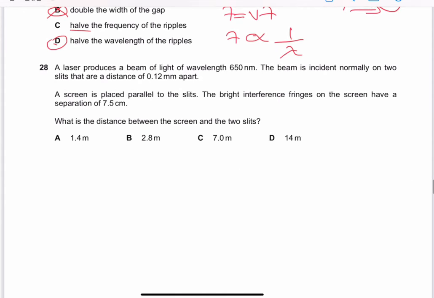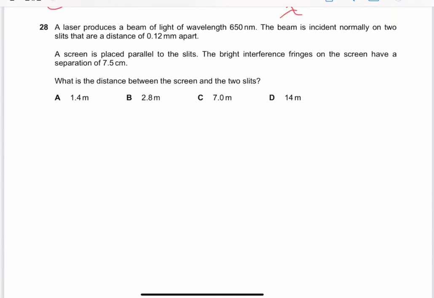Moving on to question 28, we're given a laser which produces a beam of light of 650 nanometers, okay? It's incident on two slits, so it's like this, two slits here. This is our beam, right? So we'll have a bit of interference occurring, okay? Very important. So we're told that this is our value of a, and this is our value of D. This is where we form a bright fringe, and another bright fringe, that will be the value of x, right?